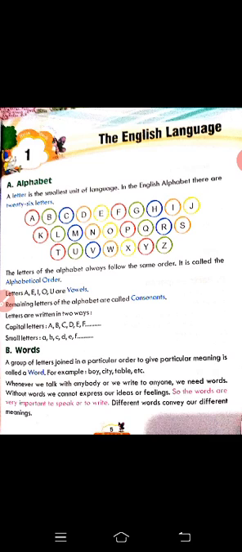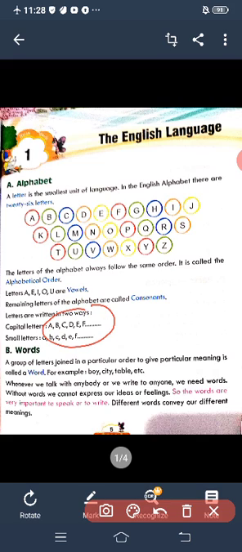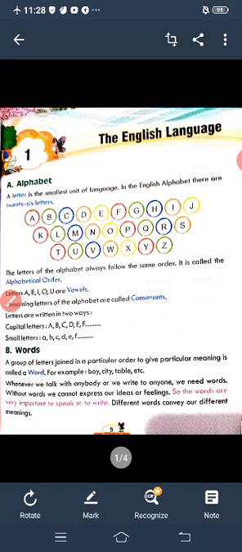Dear students, letters are written in two ways: capital letters, like you can see A, B, C, D. I'll show you, dear students. Capital letters you can see here A, B, C, D, and below, small letters are given to you. Okay, and the second thing is word.